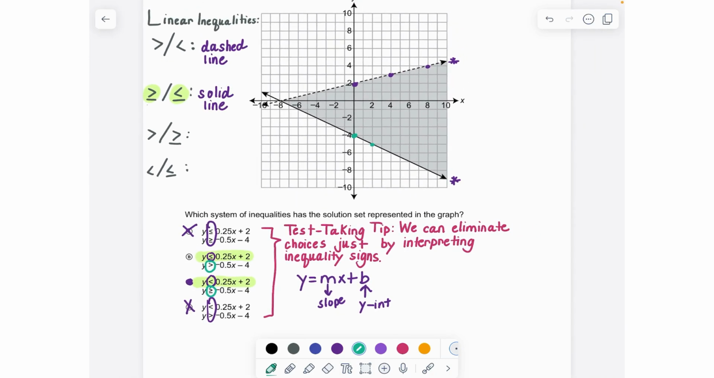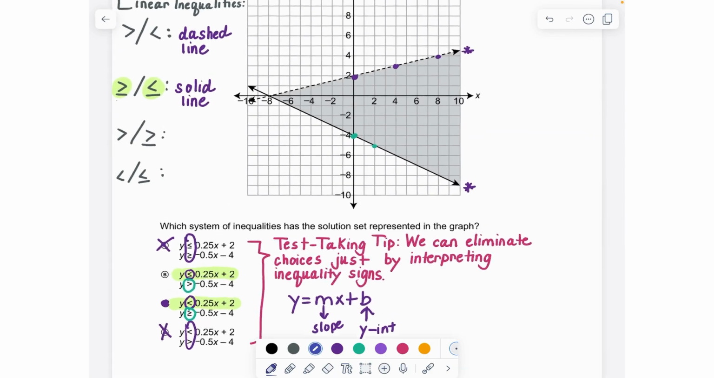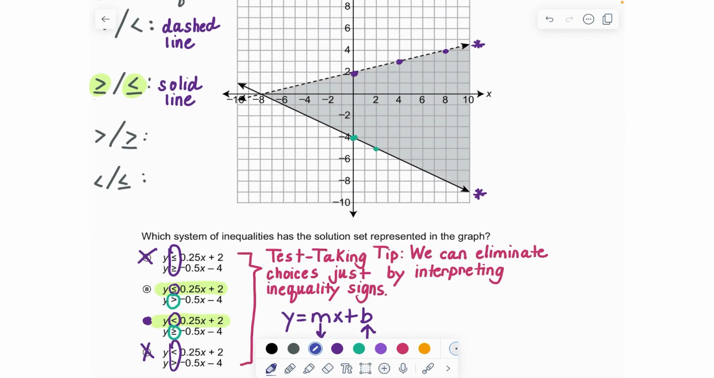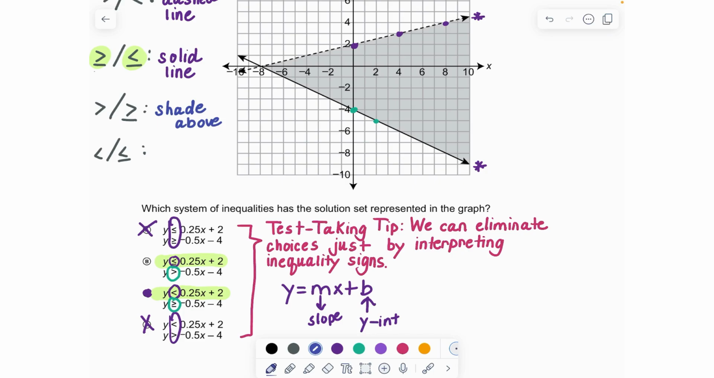Now, just a review on when to shade above and below, because maybe they're not going to trick you on just the signs. Maybe they're going to trick you and say, okay, most people know when to use a solid line or a dashed line, but a lot of people don't know how to shade. So let's just go over our shading. If we have a greater than or equal to, we shade above our line. So if I'm looking at choice C here, we would shade above that line because it is greater than or equal to -0.5x minus 4.